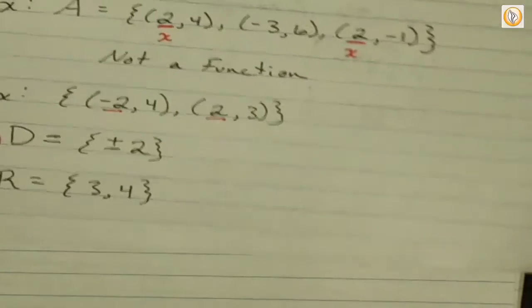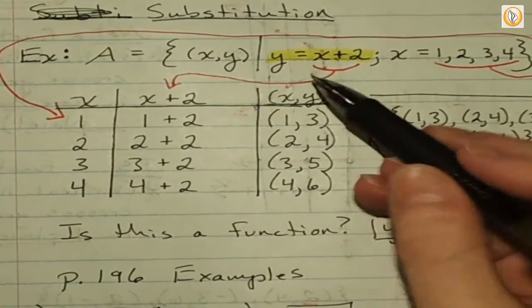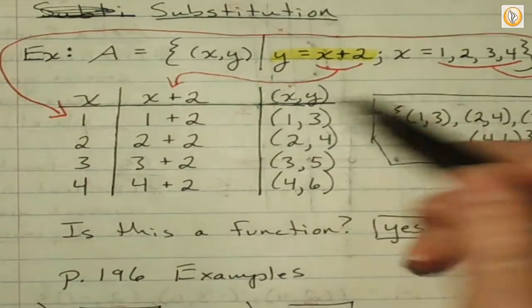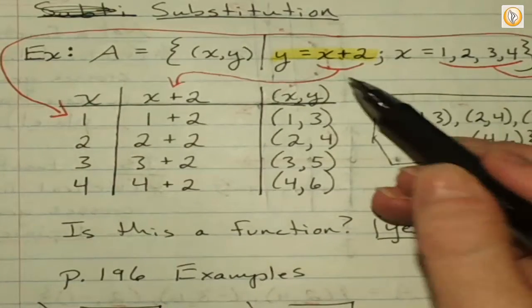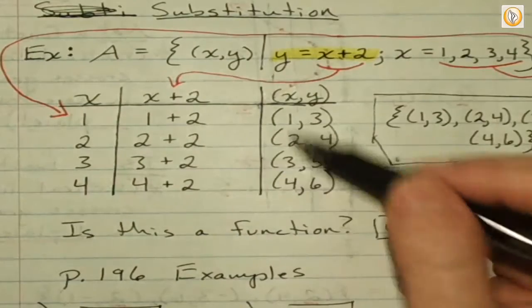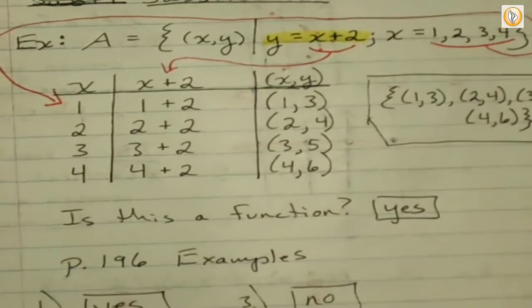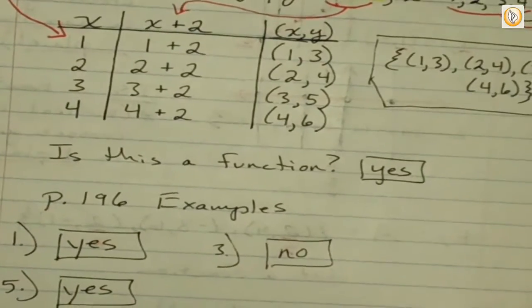Okay, then we talked about how to write domains, and we talked about that the other day. Here, we talked about how to substitute. Here's your equation. There is a question like this on the quiz. You put that there. Here's your x's. You go through, and you find your ordered pairs. Okay? Yes, this is a function.